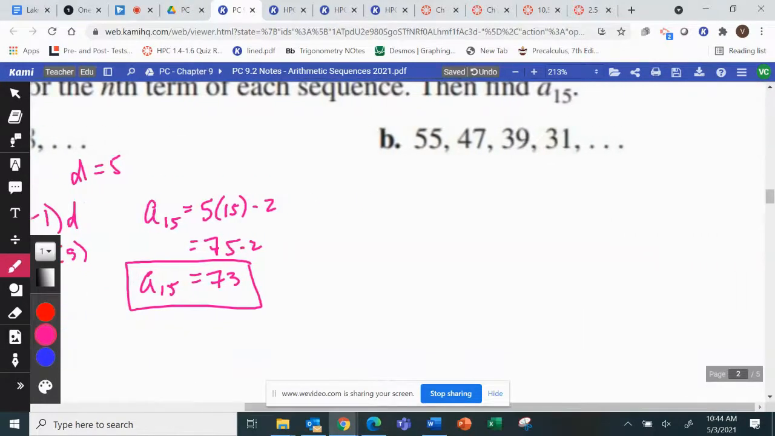Okay, so the next one, we find our common difference. I do a sub n equals a sub 1 plus n minus 1 times D.